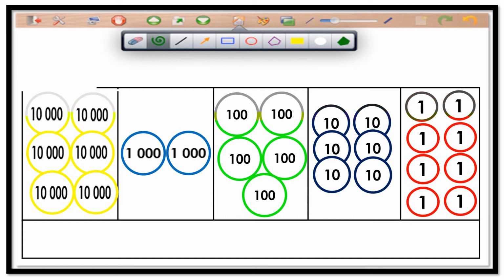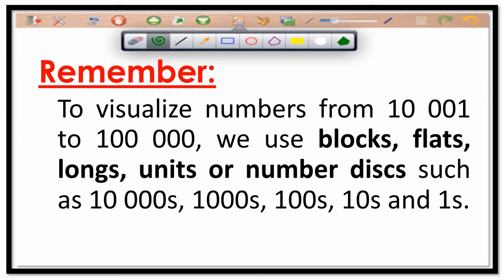So let us always remember to visualize numbers from 10,001 to 100,000, we use blocks, flats, longs, units, or number discs such as 10,000s, 1,000s, 100s, tens, and ones.